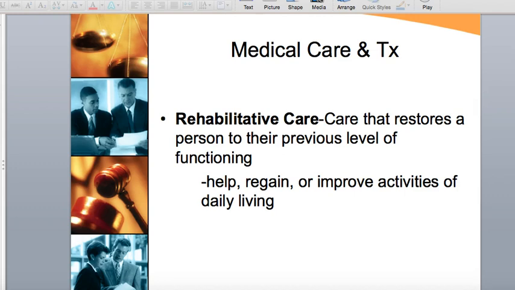Another level of care is rehabilitative care, and that is care that restores a person to their previous level of functioning. This is to help a person improve or regain activities of daily living.